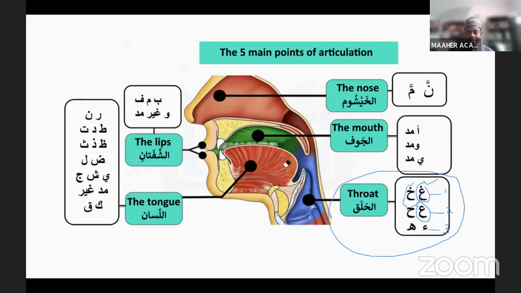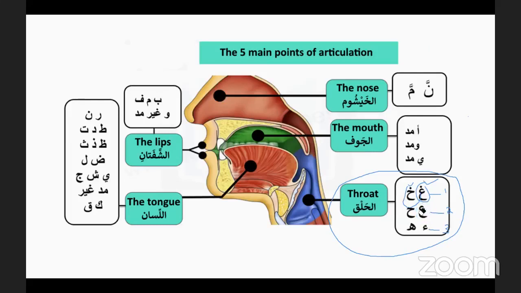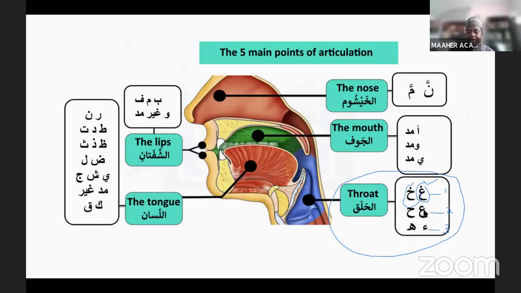The next set of letters that come from the throat come from the middle of the throat, which is the Ain. One thing you should know is when you pronounce the Ain, you're going to block some air passage from your throat. Everyone say Ain. Ain. But when you pronounce the Ha, you're going to open up the passage of the air in your throat.